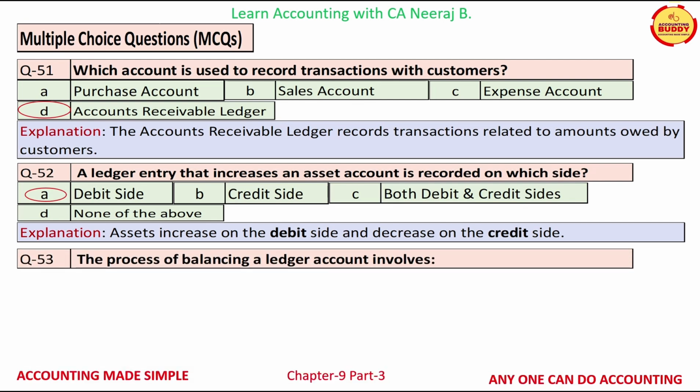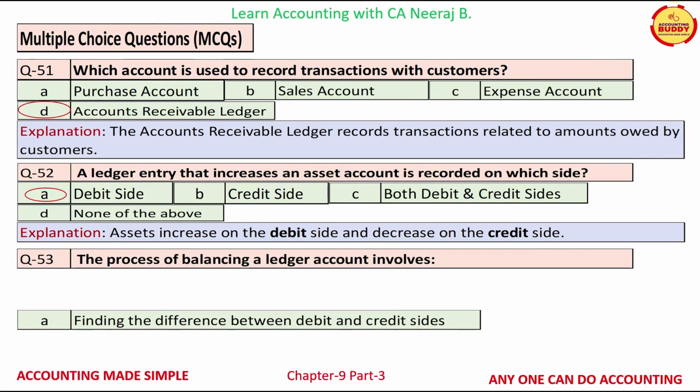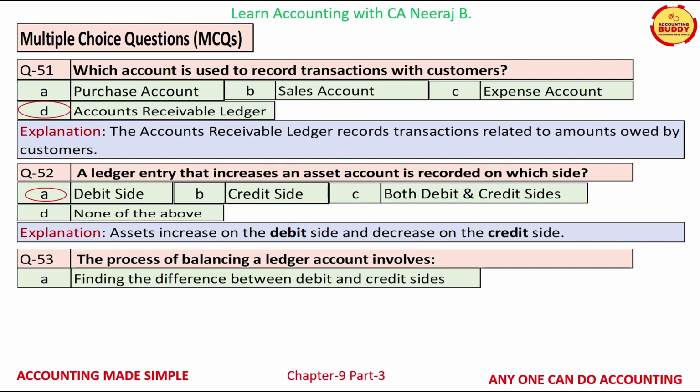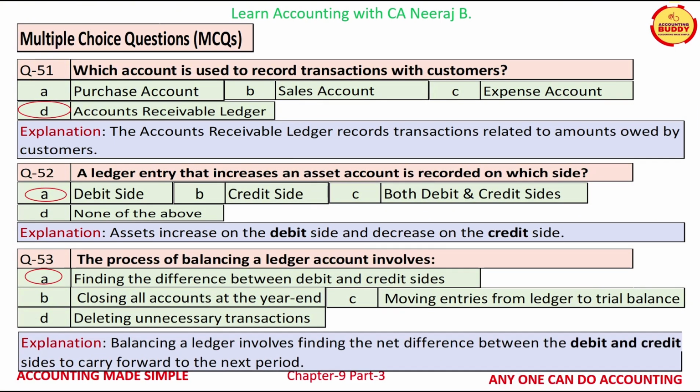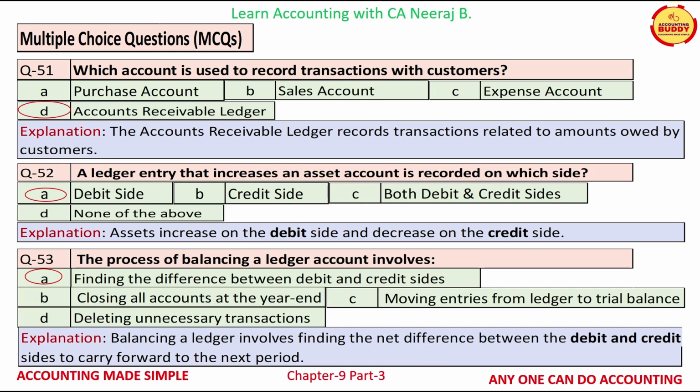Question number 53. The process of balancing a ledger account involves, and the options available are: option A, finding the difference between debit and credit sides; option B, closing all accounts at the end of the year; option C, moving entries from ledger to trial balance; and option D, deleting unnecessary transactions. And the correct answer is option A, finding the difference between debit and credit sides. Balancing a ledger involves finding the net difference between the debit and credit sides to carry forward to the next period. That is why option A is the correct answer.